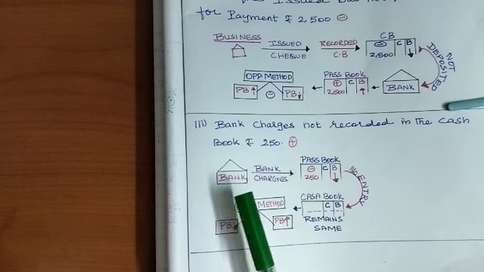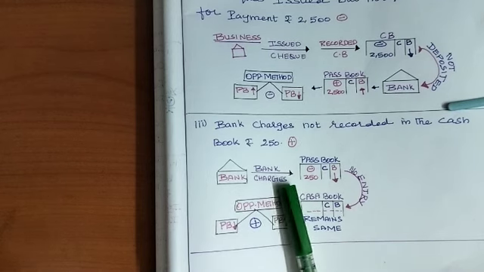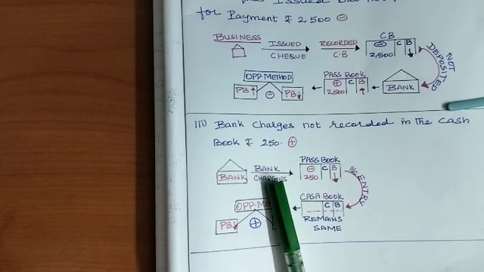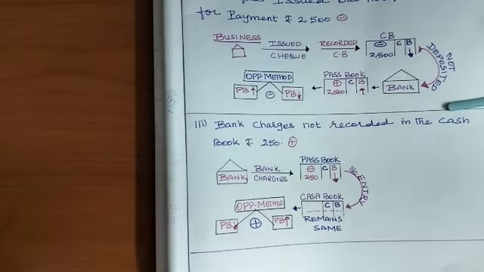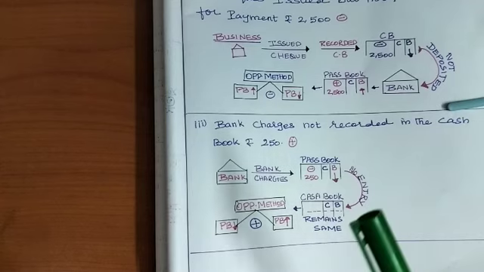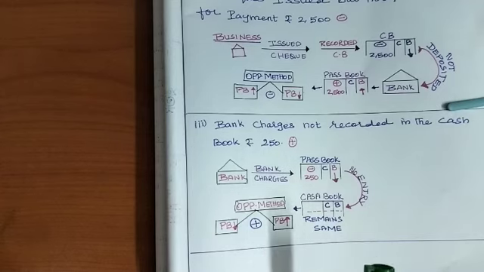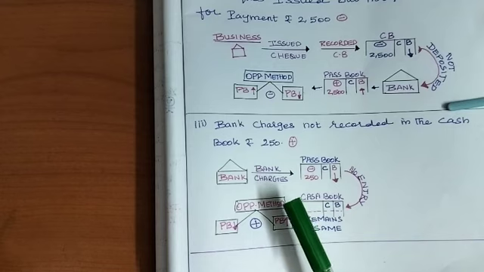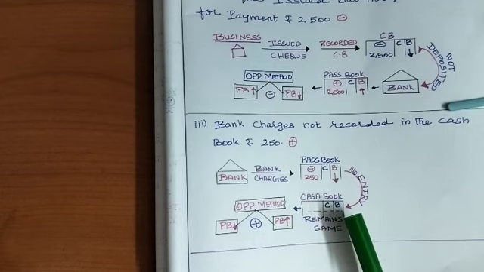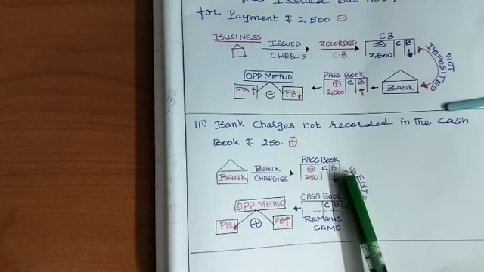So the bank takes the bank charges from its customer's account. The bank has to cover the cost of running the customer's account. Immediately, in the bank column of the bank passbook, 250 rupees is subtracted, 250 rupees decreased.